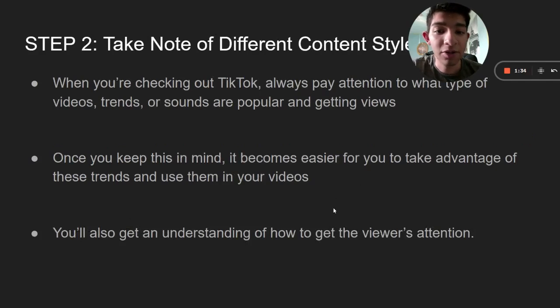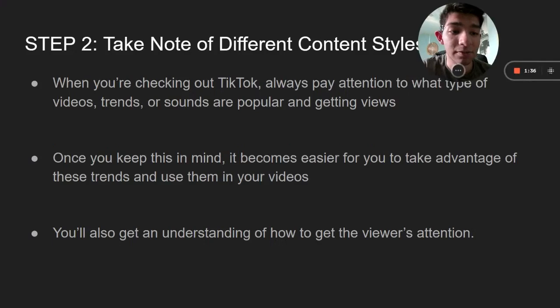Step two, take note of different content styles. When you're checking out TikTok, always pay attention to what type of trends, videos, and sounds are popular and how they're getting views. You want to understand what exactly they are, how it's working, and how you can be doing the same thing. Once you keep that in mind, it becomes a lot easier to take advantage of these trends or sounds or any little element like that and use them in your videos. You'll get an understanding of how to get the viewer's attention.